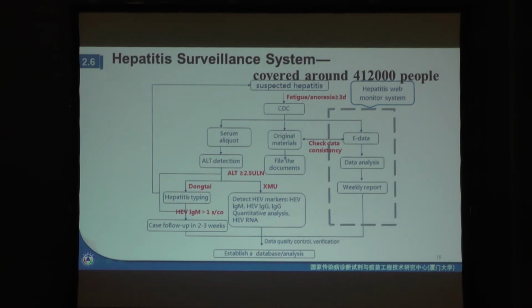So we have serial blood samples of the patients. All these serum samples would be sent to our lab at Xiamen University, where we will detect the HEV markers, HEV IgM, HEV IgG, IgG quantitative analysis, and also HEV RNA, to further diagnose these patients. Also, we have designed a website to enter all this data, and to do data analysis and some quality control. This system covered 400,000 people in these 10 townships. Among them, 110,000 people were the participants in our phase 3 clinical trial.